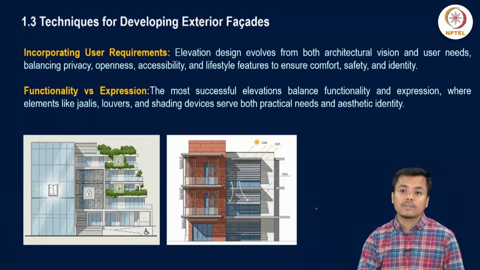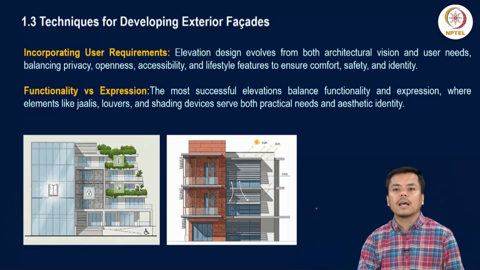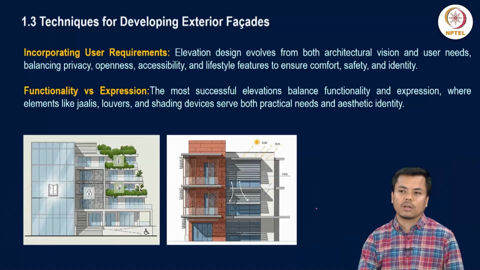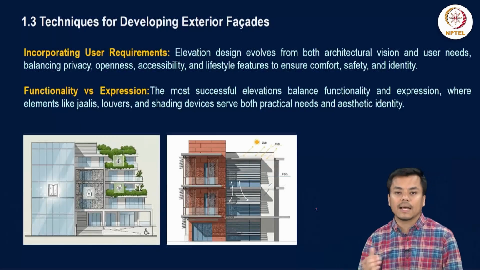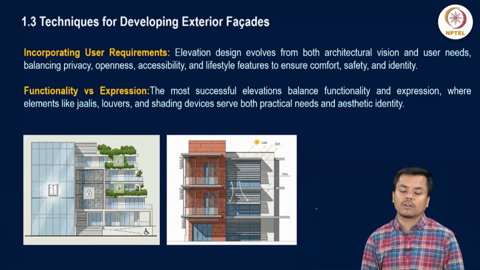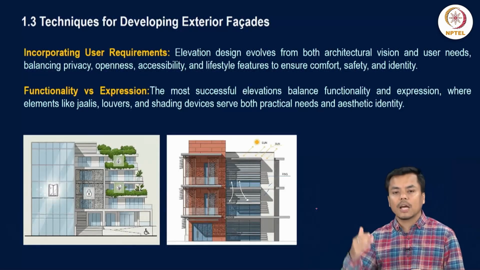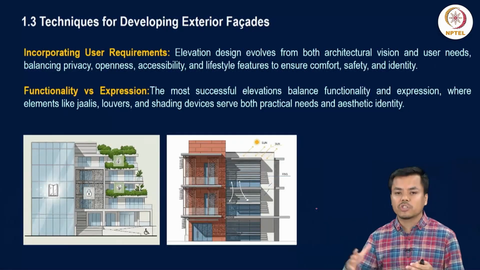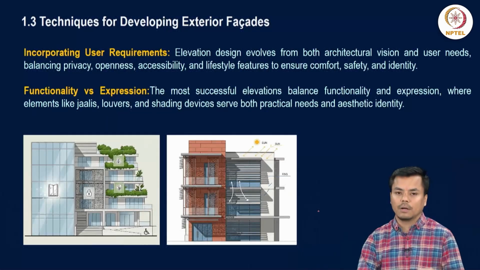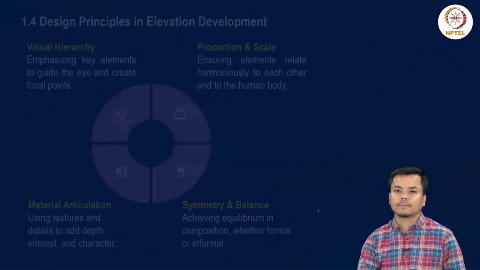Then functionality versus expression. The most successful elevation balances the functionality as well as the expression of the structure, where elements like jali, louvers and shading devices serve the practical needs as well as enhance the aesthetics of the structure. Like having a pergola also enhances the aesthetics of the structure. At the same time, it also creates some shade to the open spaces that are there in your front elevation.